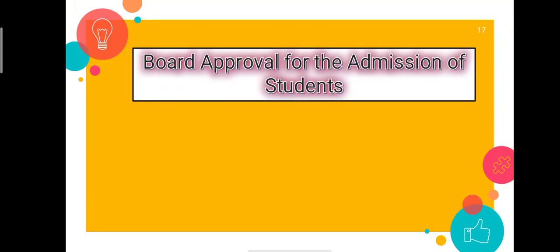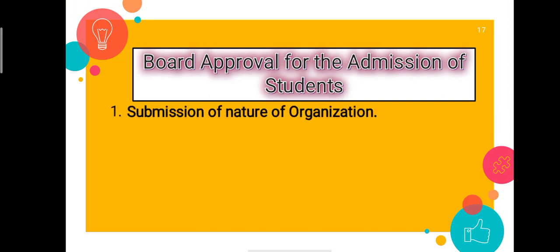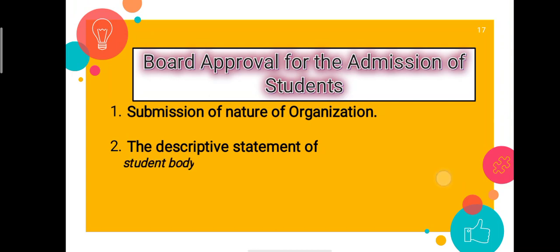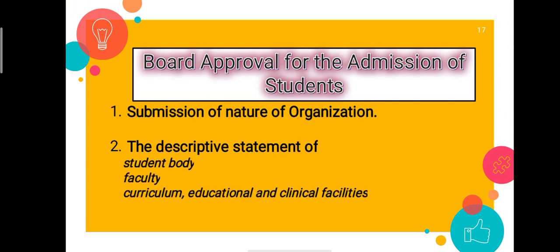Board approval for admission of students. After giving approval to the universities, now it is the turn of the admission of the students. Then there will be submission of the nature of organization, how the organization will have to work, the descriptive statement of student body, faculty, curriculum, educational and clinical facilities, and plans for evaluation. So these all things are needed for admission of the students.